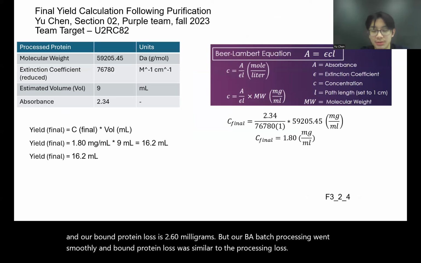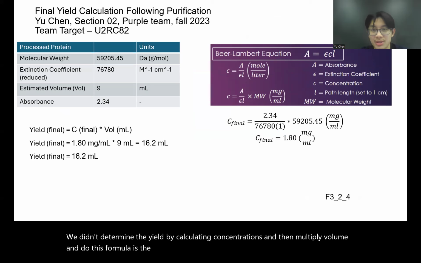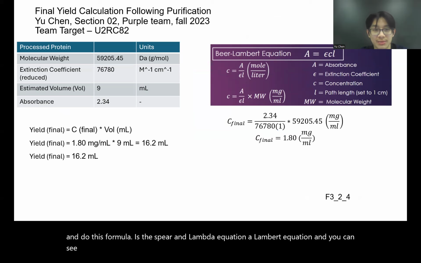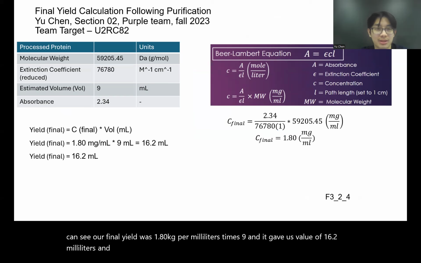We then determine the yield by calculating concentrations and then multiplying by volume. And this formula is the Beer-Lambert equation. And you can see our final yield was 1.80 milligrams per milliliter times 9, and it gave us a value of 16.2 milliliters. And then, yeah, so that was our final.